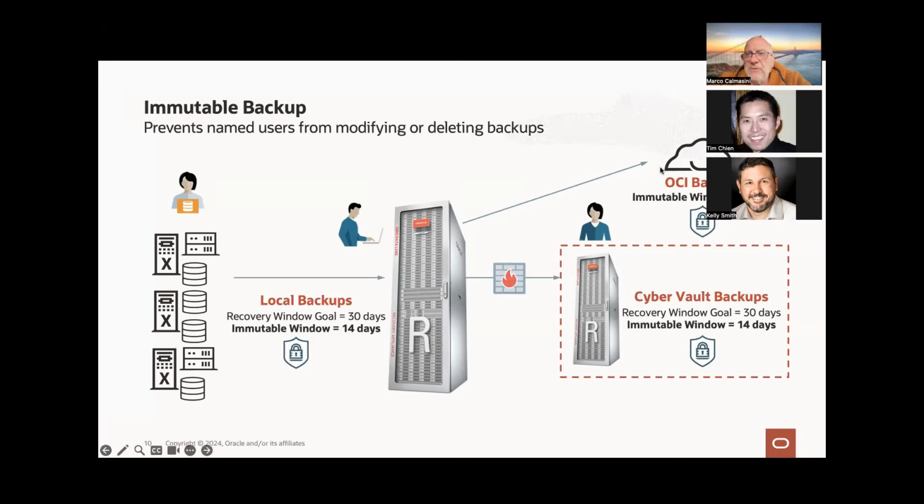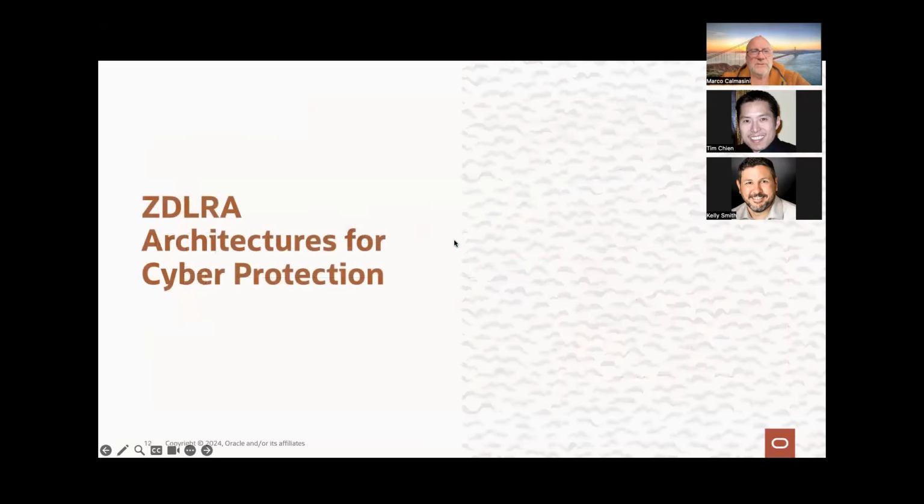In OCI, you can also define immutable buckets. You can define policies that say, as I mentioned already, I want the data in this bucket to be immutable for a period of time, and that can be an additional level of protection. And we will go a little more into this in a moment.